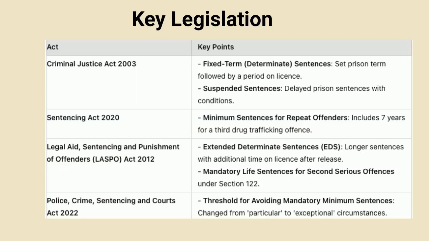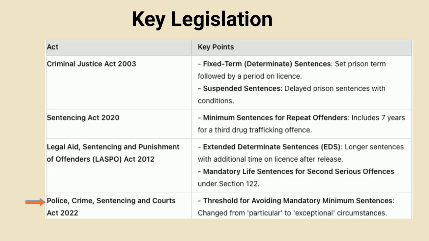We have also looked at the key legislation that shapes how custodial sentences are handed out in the UK. Criminal Justice Act 2003. This act provides the framework for various custodial sentences, including fixed-term, determinate sentences, suspended sentences, and discretionary life sentences. Sentencing Act 2020. This act sets out the minimum sentences for specific repeat offenses, such as drug trafficking and burglary. Legal Aid, Sentencing and Punishment of Offenders, LASPO, Act 2012. This act introduced extended determinate sentences, EDS, and mandates life sentences for second serious offenses under Section 122.